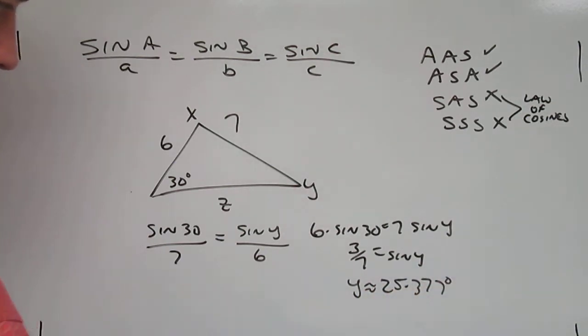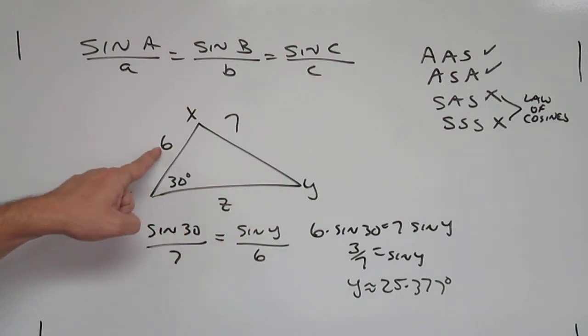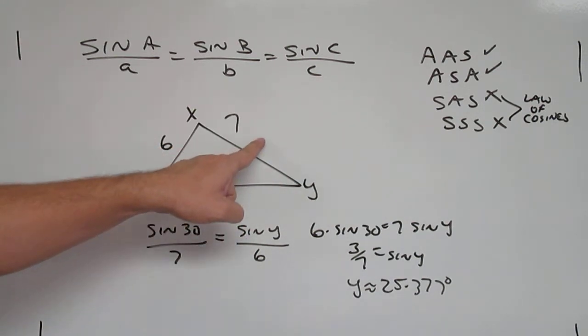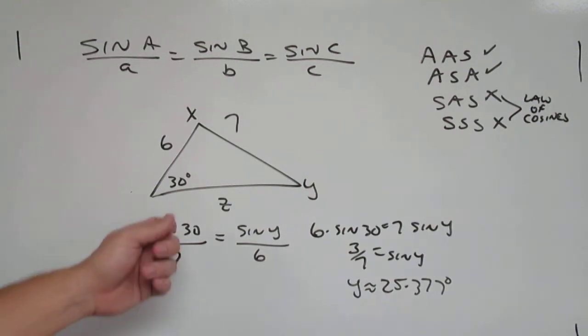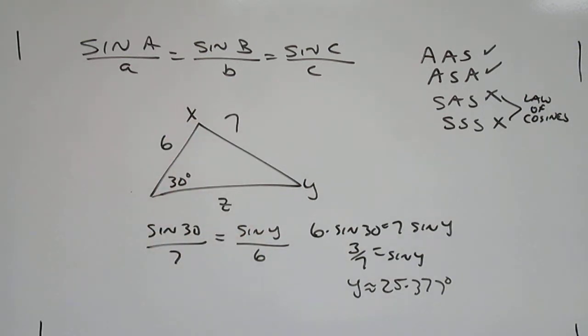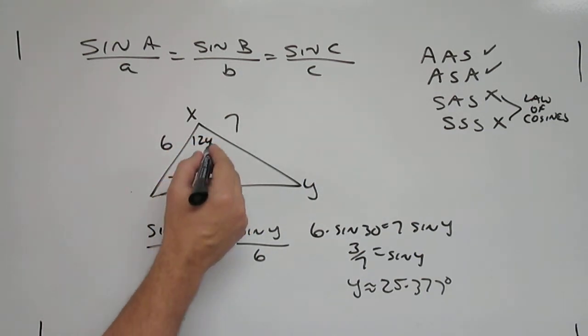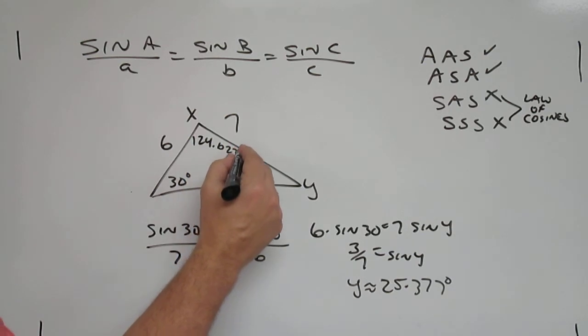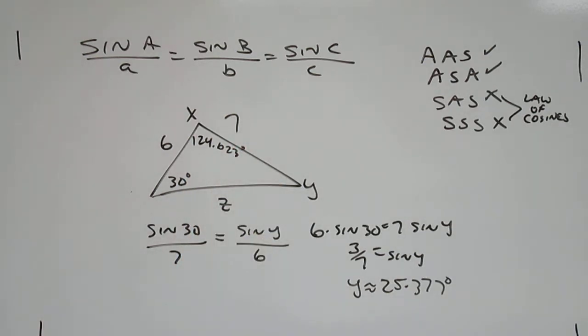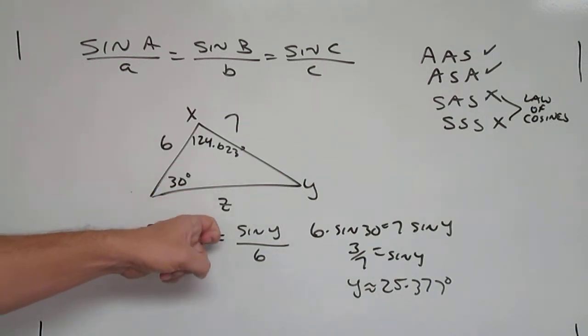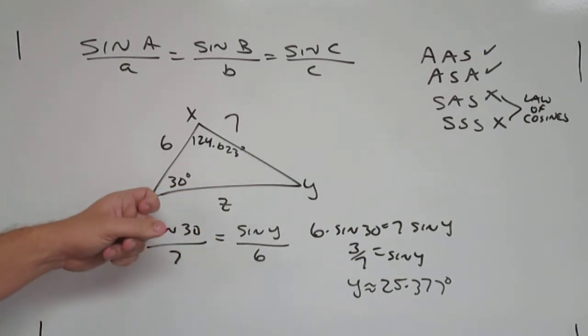25.377 degrees. Okay? That should make sense, because notice, if it's across from the 6, it should be smaller than the angle that's across from the 7. I could then take those two together and say, hey, it's roughly 55 degrees. Subtract from that, I get 125, or to be more exact, I'd get that x is 124.623 degrees. And then I could set up law of sines again with sine of 124.623 over z equals the sine of 30 over 7.